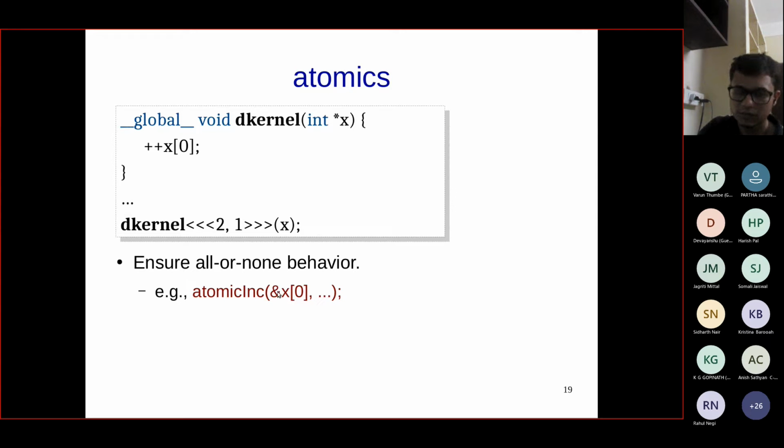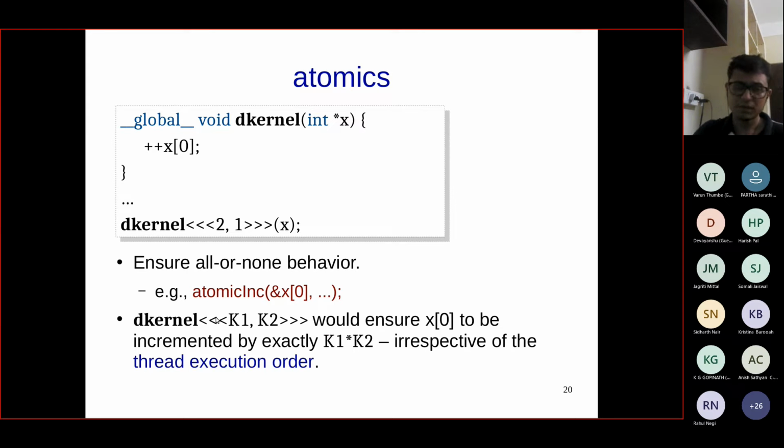So first is the address of the variable that we want to atomically increment, and second is the wrap around limit. I hope the syntax is clear, and the way it works is as I explained. This testing, incrementing, and setting is done atomically by atomic increment. The key point to observe is that if you launch the kernel with the configuration k1 comma k2, using this atomic increment ensures that the final value stored in the memory location pointed to by variable x will be k1 into k2, irrespective of the execution order of the threads. So yeah, I hope that this is clear.